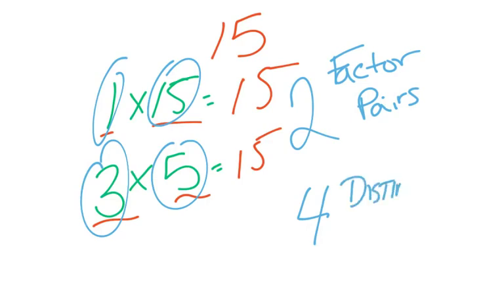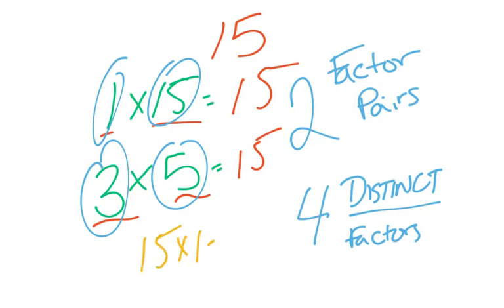Distinct is a word that comes up a lot in this unit. Distinct means different or unique, not repeated. So, for example, 15 times 1 also equals 15. However, I didn't list that again because I already have 1 times 15 right here.